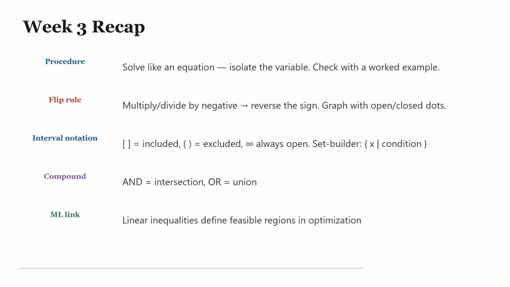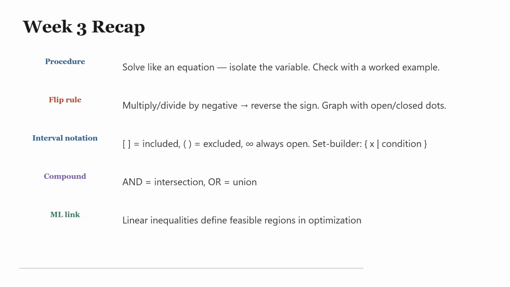Interval notation and set builder notation. Brackets mean the endpoint is included. Parentheses mean it is excluded. Infinity always gets a parentheses. Set builder notation uses braces with a vertical bar read as such that. Compound inequalities. And means intersection, 1 bounded interval. Or means union, 2 disjoint rays. Connection to machine learning. Linear inequalities define half spaces and feasible regions used in linear programming, support vector machines, and constraint satisfaction. That wraps week 3.